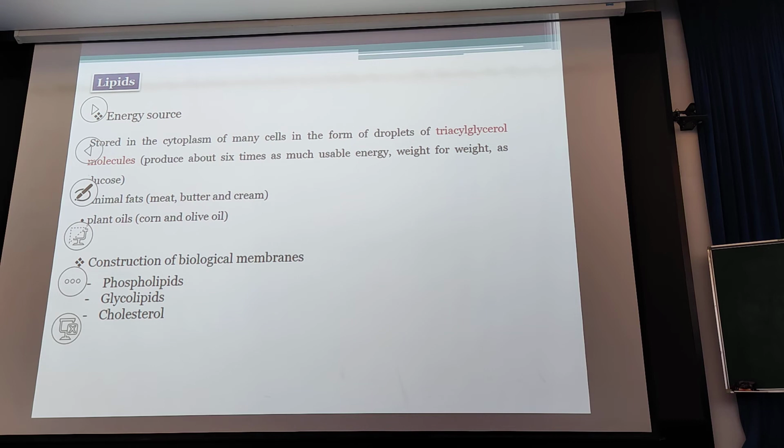And in animals we have fat, and the fat contains mostly saturated fatty acids. And in plants we have oil, such as corn or olive oil. The oils contain unsaturated fatty acids.